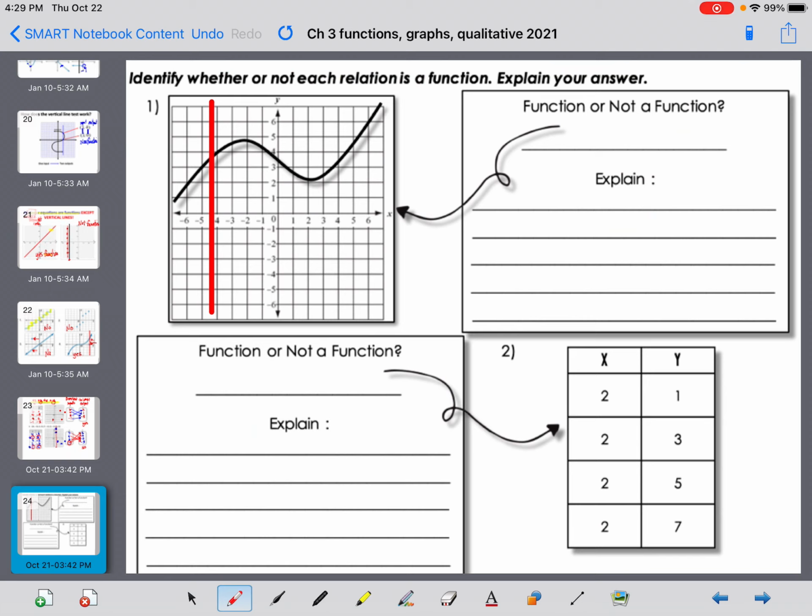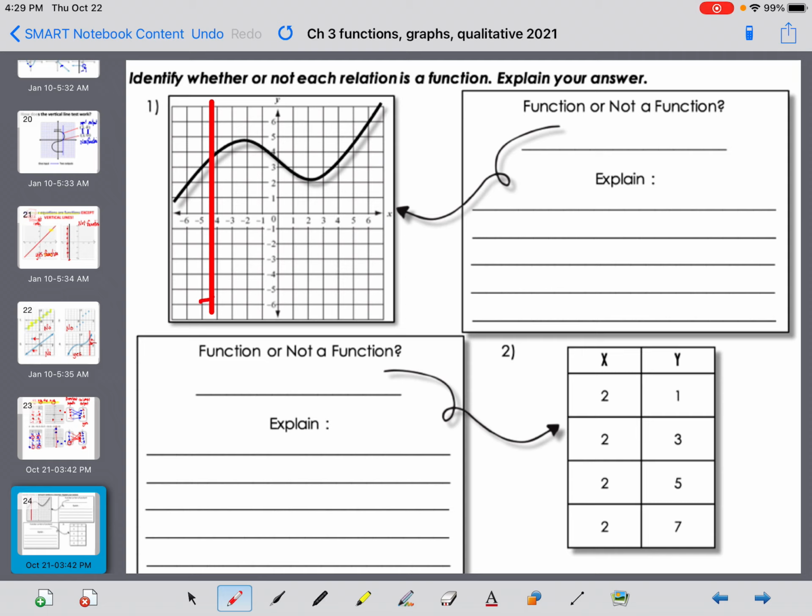Okay, so again, what I'd like you to do is go ahead and pause the video and try to determine if these are functions or not a function. And then after you've paused the video and tried this out on your own, you can come back to the video and check your work.